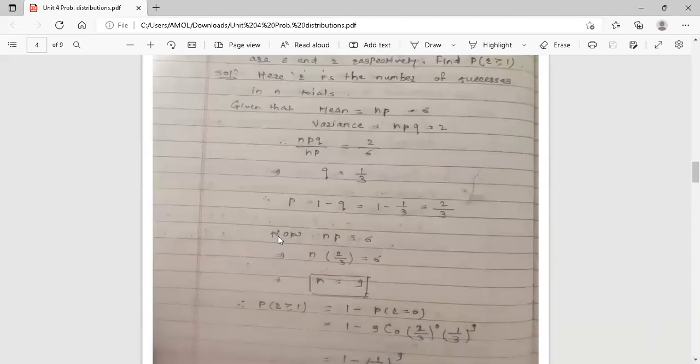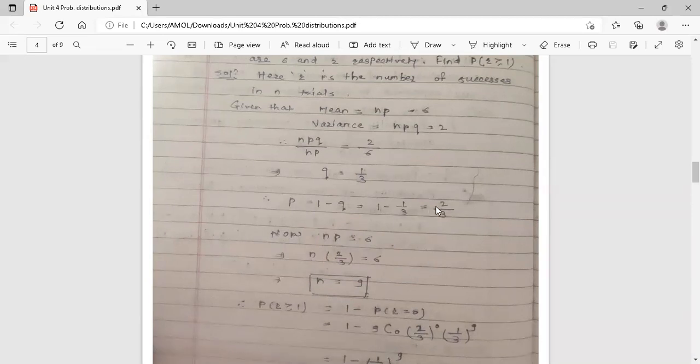Now you know the formula of mean. Mean is n into p is equal to 6. Now we have the value of p, probability, it is 2 by 3. So put here the value of p, 2 by 3, n as it is equal to 6, because the mean value is given here, it is equal to 6.